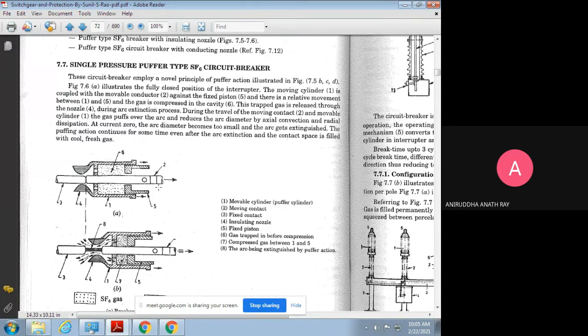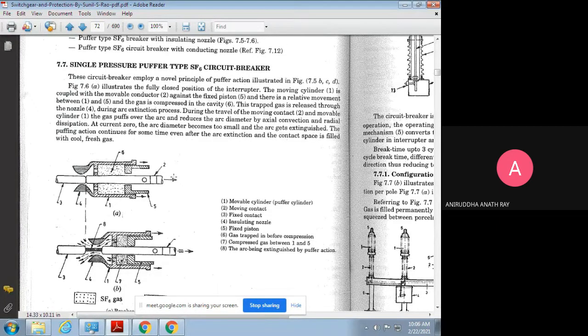The moving cylinder 1 is coupled with the movable conductor 2. These two are coupled to each other, and there is an arrow mark, so together this entire assembly can move in this direction. So the moving cylinder is coupled with the movable conductor against a fixed piston, and there is relative movement between 1 and 5.